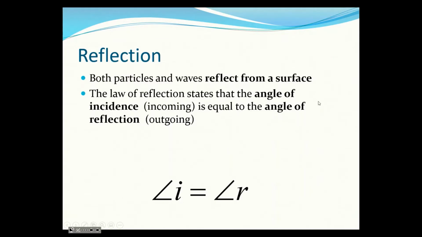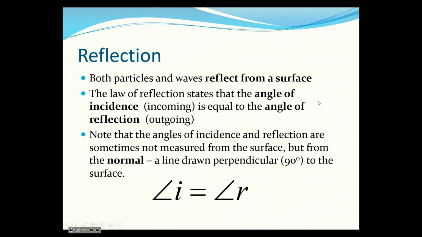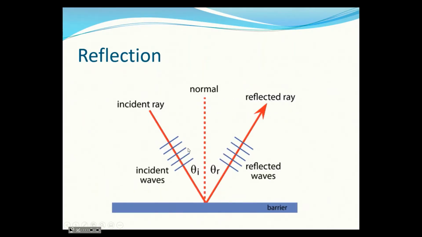So when we measure the angle of incidence and the angle of reflection, we measure it not from the surface, but from a normal line, which is just an imaginary line that is perpendicular to the surface. So I'll point that all out here. You can see that the normal line is drawn on right here, and it's 90 degrees from the surface.